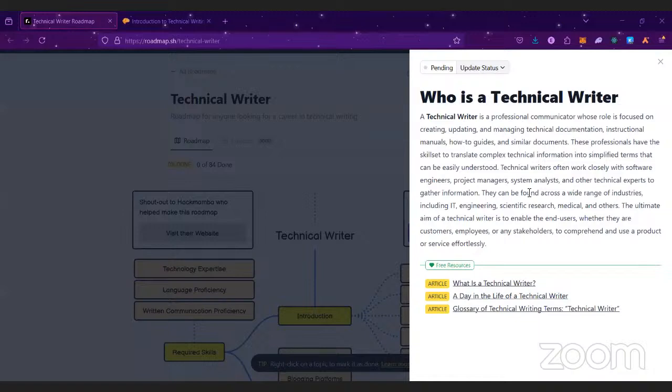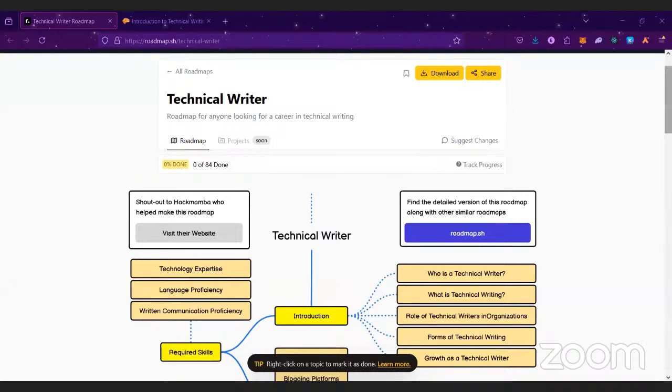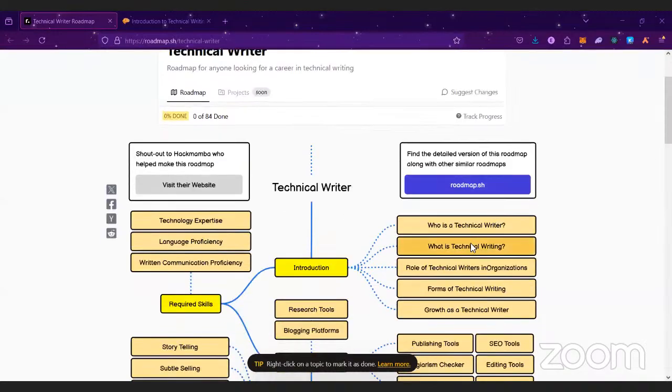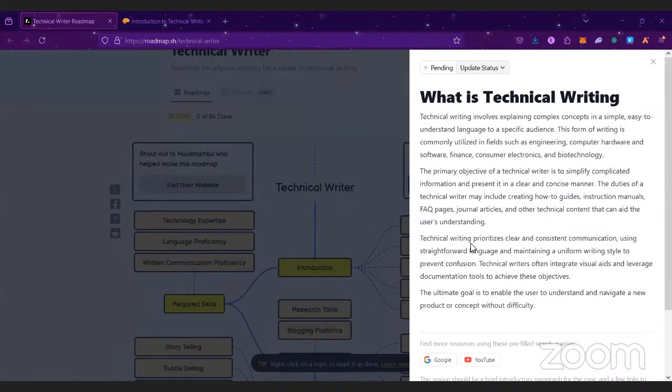So you can go ahead and check what a technical writer is. I already mentioned who a technical writer is and what they do. Going back to the roadmap, you now have to know what technical writing is. We just did who, so what is technical writing? Like I said before, it's explaining complex concepts in a simple, easy to understand language to a specific audience.